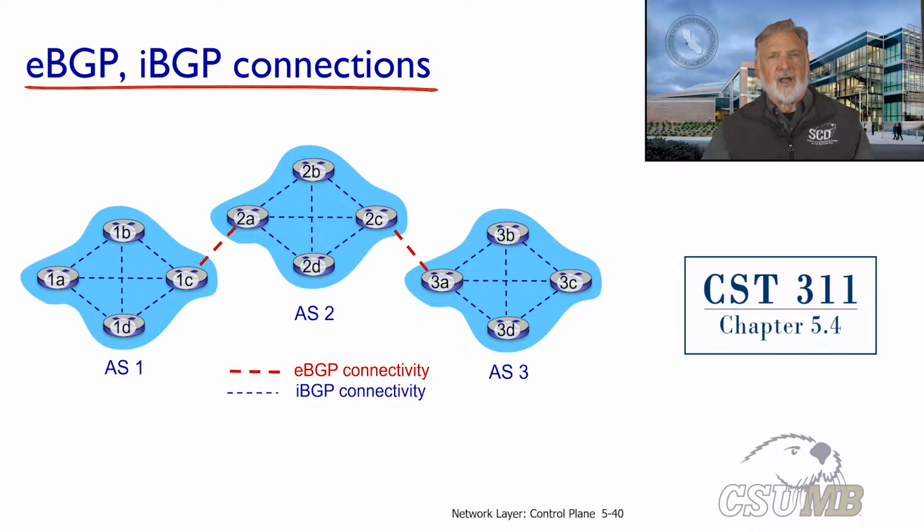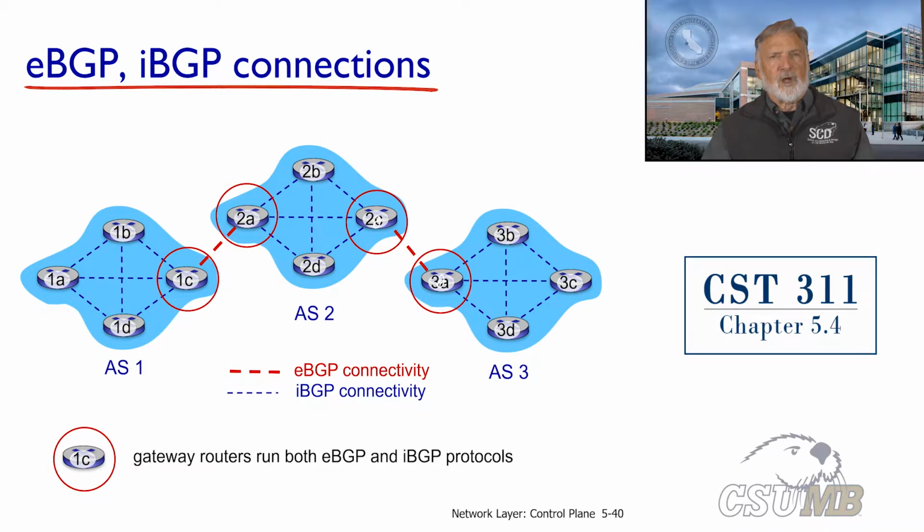Let's examine this diagram. There are three autonomous systems shown: AS1, AS2, and AS3. All the ASs are running iBGP internally. The gateway routers are running both eBGP and iBGP. The gateway routers, 1C in AS1 and 2A in AS2, establish a peer relationship using eBGP. Similarly, gateway routers 2C in AS2 and 3A in AS3 also establish a peer relationship.